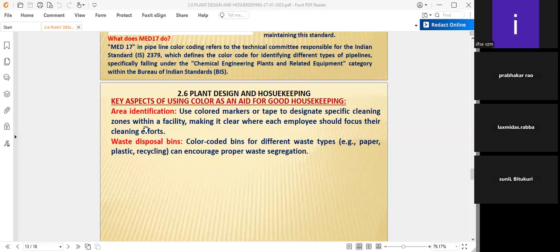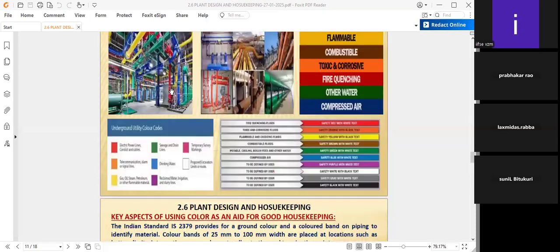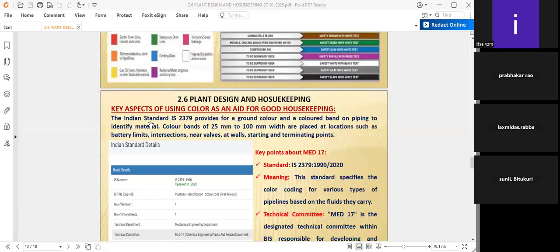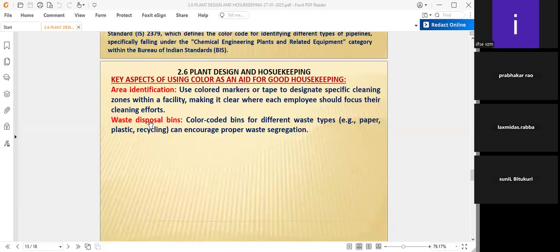Waste disposal bins also will be color coded. For example, the municipal corporation has already told us about dry waste and moisture waste, green and yellow, or red for hazardous waste. They are defined like this as designated by the Pollution Control Board. You have to see that it is not only the pipelines and cleaning cloths, but also the waste and disposal bins, like biomedical waste.